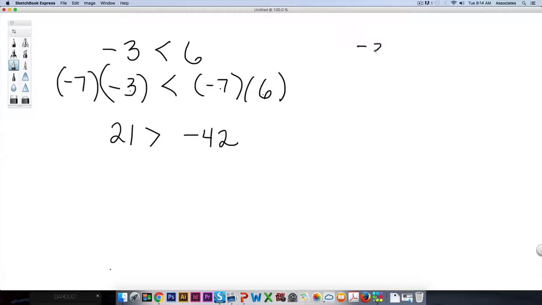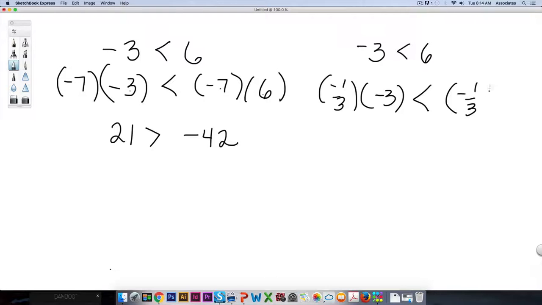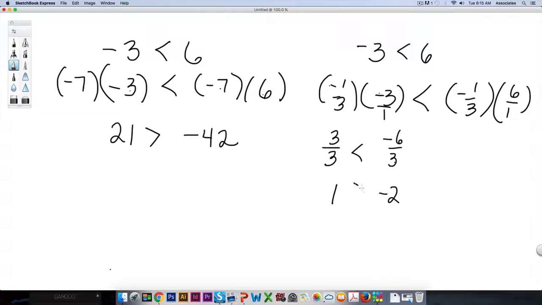Let's take another example. -3 is less than 6. I'm going to multiply both sides by -1/3, just to show you it doesn't matter what number you picked. I bet most of you did not pick -1/3. I'm going to make everything a fraction. All right, negative times negative makes positive. 3 times 1 is 3. That's less than. -1 times 6 is -6. 3 times 1 is 3. Let's simplify. 3 divided by 3 is 1. -6 divided by 3 is -2. It flips. Every time I multiply both sides by any negative number, this inequality flips over.